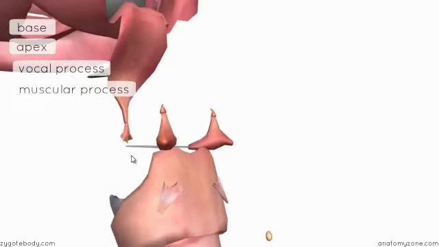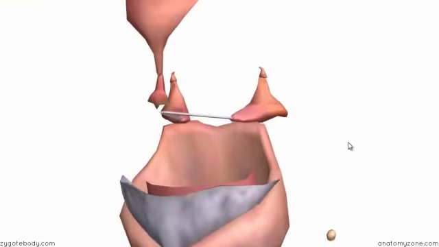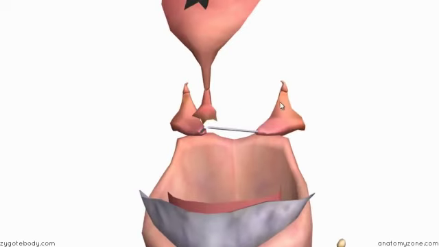So the arytenoid cartilages are quite interesting, but we'll come on and talk about the intricacies and muscle attachments of the arytenoid cartilages in another tutorial. But for this part, just learn about the vocal process, the muscular process, the base which articulates with the cricoid cartilage, the apex which articulates with the corniculate cartilage, and it's got this anterolateral surface which has two depressions where muscles attach and ligaments attach. So you've got the vocalis muscle and vestibular ligament which attach on this anterolateral surface here.